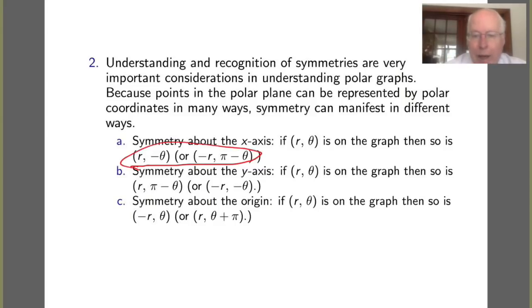Symmetry about the y-axis can manifest in a couple of ways also. If (r, theta) is on the graph, then we would have (r, pi minus theta) on the graph, and sometimes this will be manifested by noting that (minus r, minus theta) is on the graph also. And again, we saw ways to check for that in the equations. And then also symmetry about the origin. If (r, theta) is on the graph, so is (minus r, theta) or (r, theta plus pi).